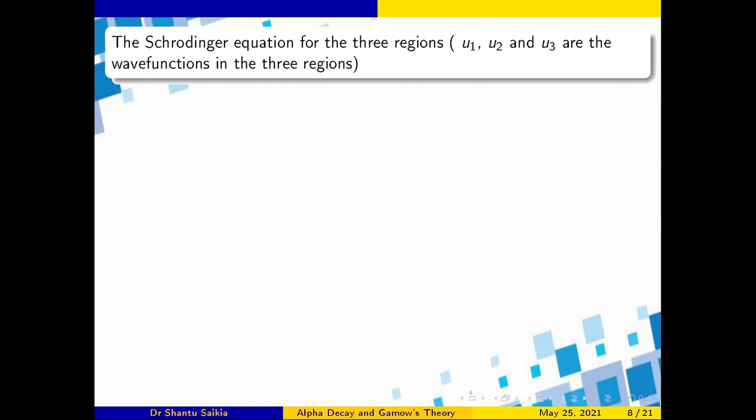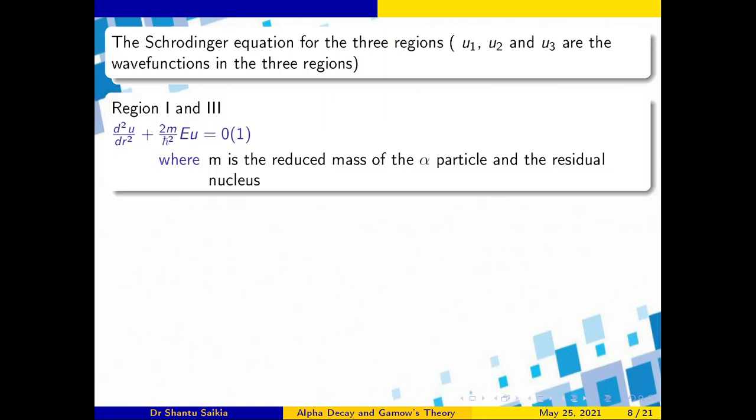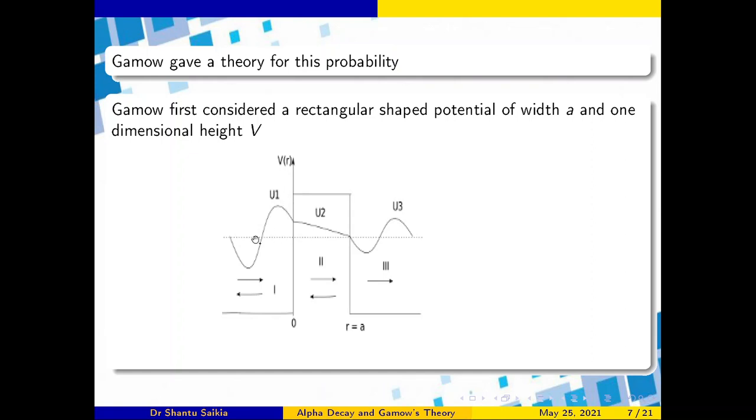He wrote down the Schrodinger's equations for the three regions. U1, U2, U3 are the wave functions in the three regions. For regions 1 and 2, let's go back to that again, they have the incident wave and the reflected wave. The alpha particle is incident on the barrier, suppose. So part of that is reflected and part of it is transmitted through the barrier.